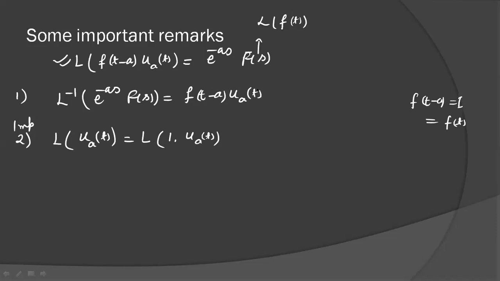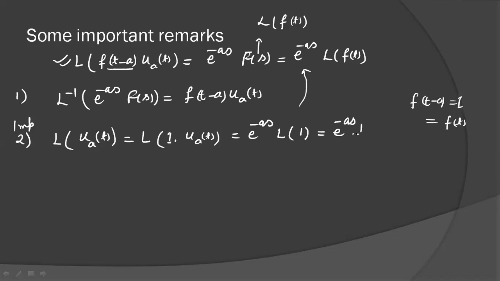This function is a constant function. We can write it like Laplace of f(t), so it will be equal to e to the power minus as times Laplace of f(t), which means Laplace of 1, using this property here. Comparing, f(t minus a) is 1, so f(t) will also be 1 because this is a constant function. And what is the Laplace of 1? I told you the Laplace of 1 is 1 over s.